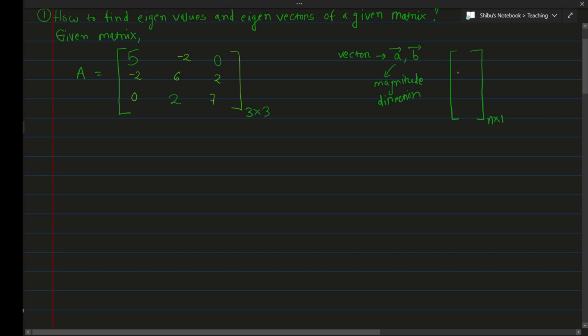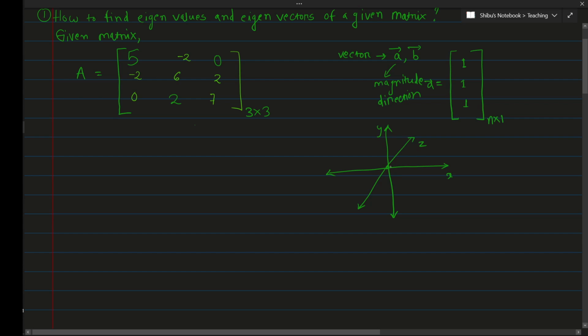So let's say for our example, a is a three-dimensional vector, and its components are 1, 1, 1. So what does this mean? It means it is a vector in three-dimensional space. Let's say this is our three-dimensional space, and this is our x-axis, this is our y-axis, and this is our z-axis.